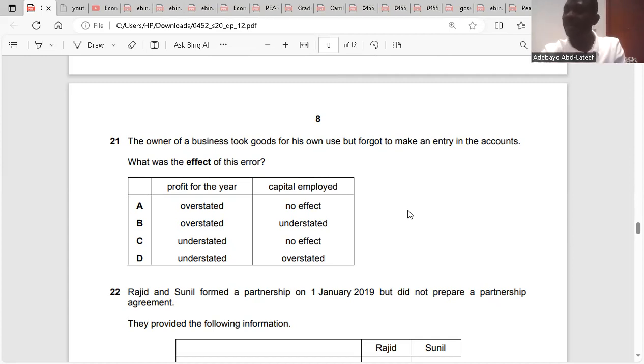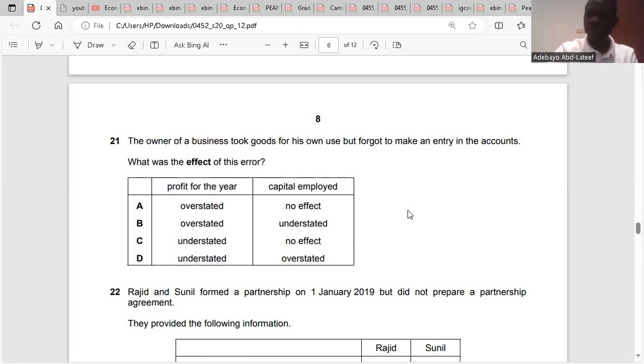So drawing will be overstated, which means profit will be understated, because it's supposed to be paid for by the owner. Now the business has paid for it. It will understate your profits. Do you get it now or not? Yes. You got it wrong. Yeah, I got it wrong. Okay. Is it clear? Yes.